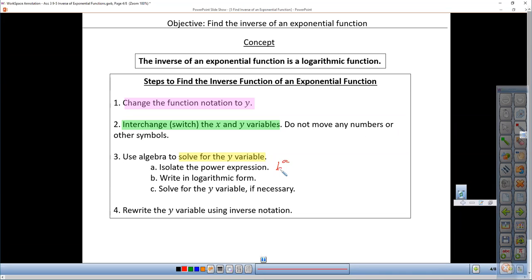Once we have this power isolated, we'll have exponential form. That will allow us to go to the second step, which is to write our exponential form into its logarithm form. Then we can continue solving for the y variable if that is necessary. Sometimes it won't be necessary and sometimes it will. It depends on the original structure of the exponential function. And then to finish it up, we'll change that y variable to the proper inverse notation.